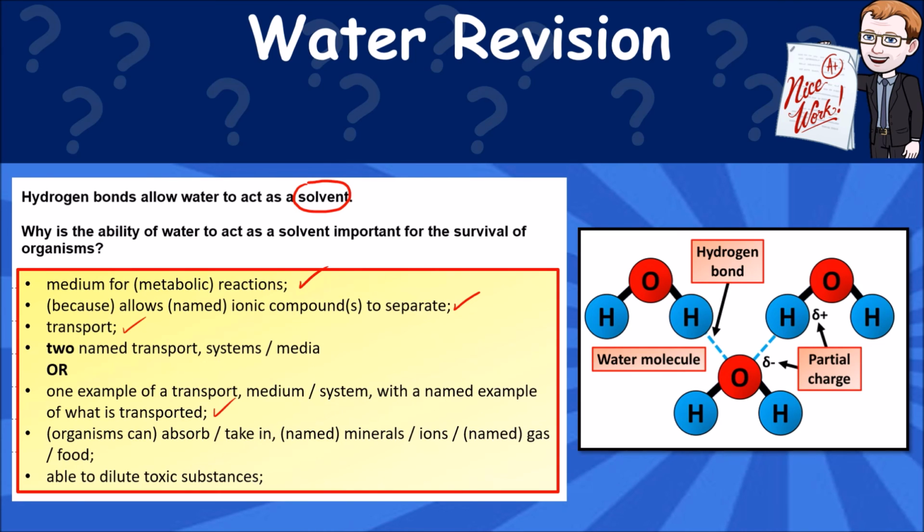We can talk about the fact that organisms can absorb mineral ions or oxygen from the water. And it's also able to dilute toxic substances. Like we said, if you've got urea in the blood, then that will be diluted by the fact that you've got water present in it.